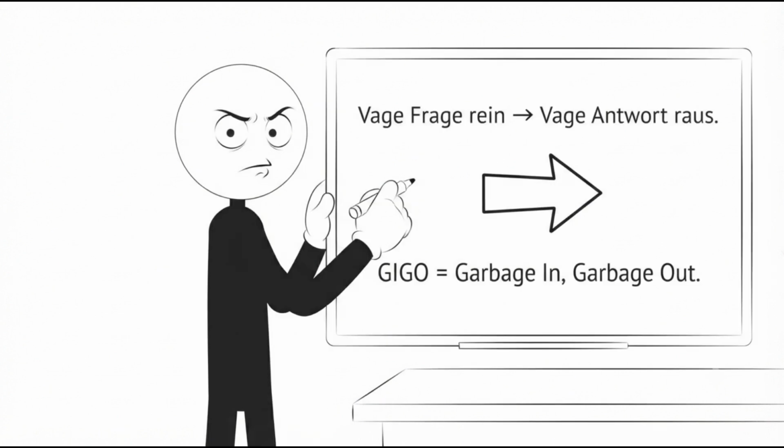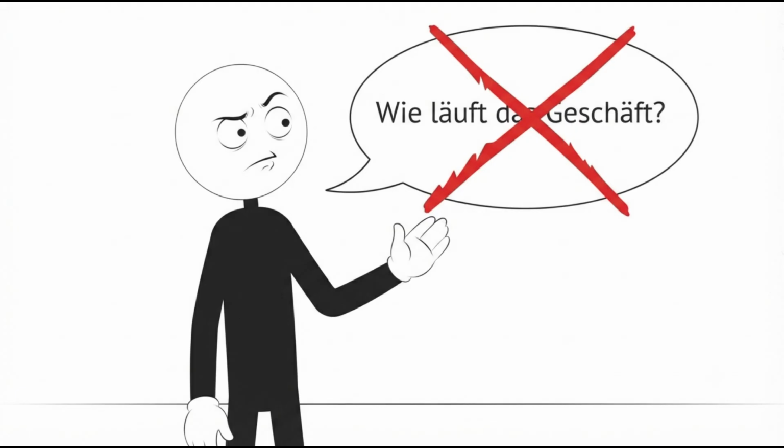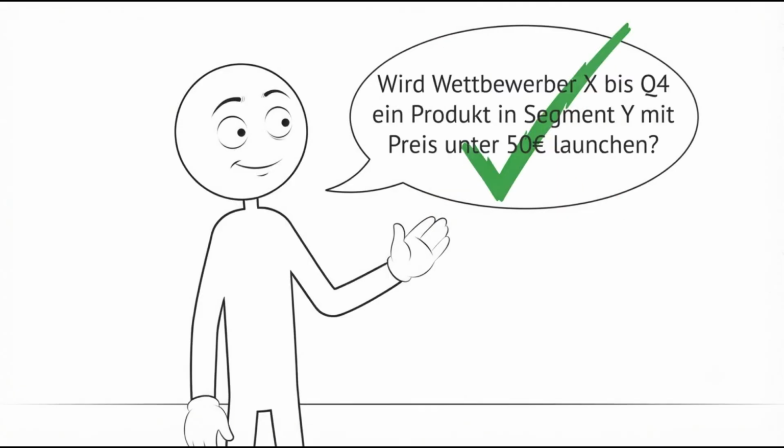Failure number 3, garbage in, garbage out. A poorly formulated PIR produces precisely useless intelligence. "How's the market doing?" is not a PIR. It's a conversation opener at a cocktail party. For our decision making, it's practically worthless. "Will competitor X launch into segment Epsilon before quarter 4?" That's a PIR. It has an actor, a time frame, and a verifiable criterion.